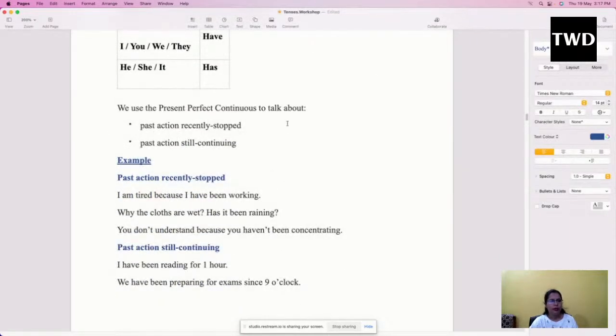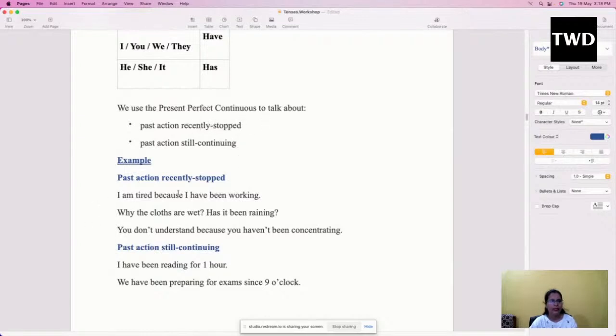We use present perfect continuous tense to talk about a past action recently stopped, meaning it was continuous and just now it has stopped. Or a past action still continuing. Maybe it started earlier and still it is continuing. So for both situations we use present perfect continuous tense.